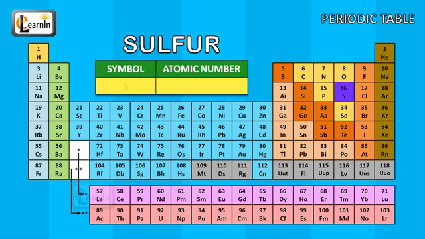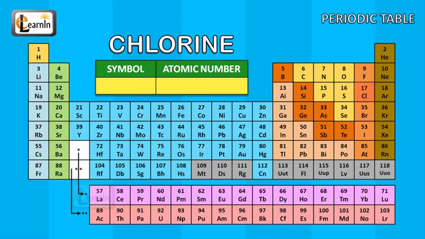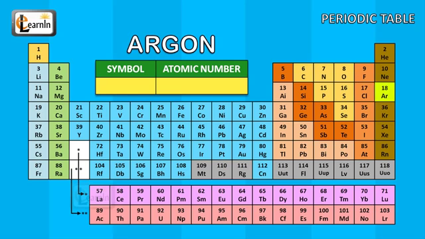The element sulfur is represented as S and has an atomic number of 16. The element chlorine is represented as Cl and has an atomic number of 17. The element argon is represented as Ar and has an atomic number of 18.